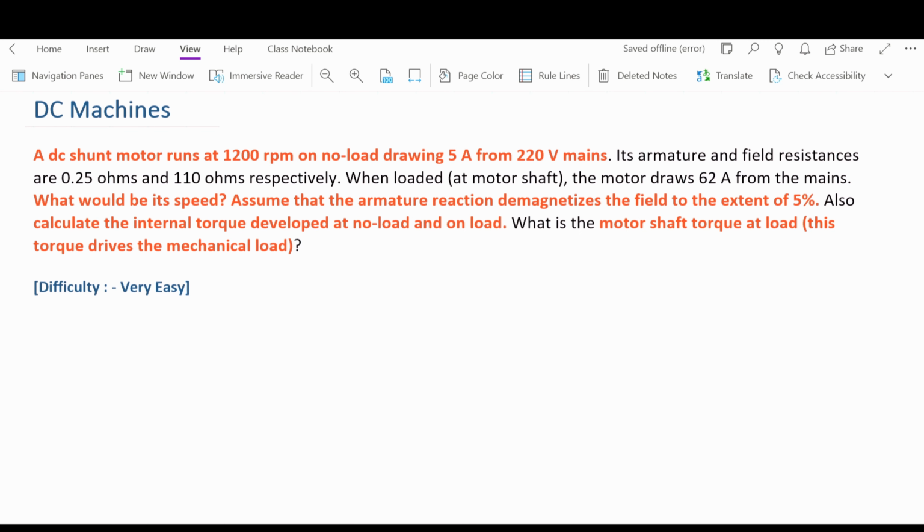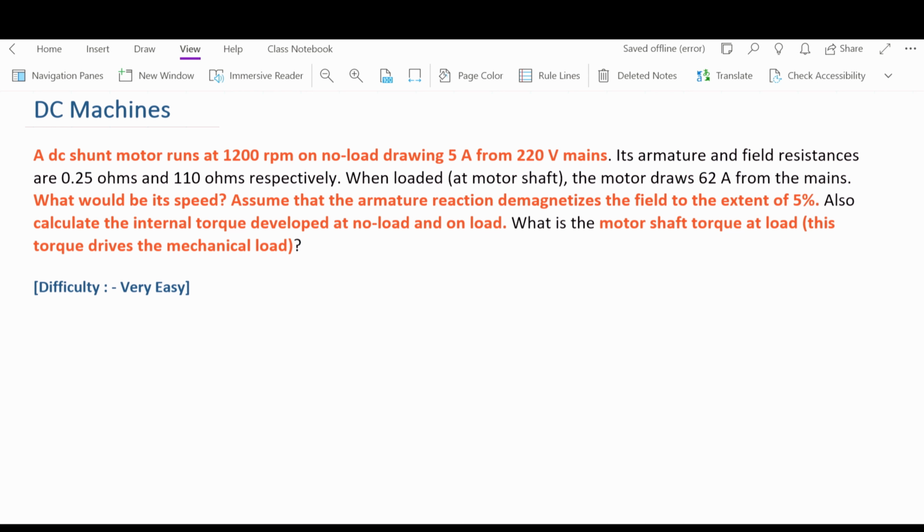We are presented with a DC machine question. I'll read the question for you. A DC shunt motor runs at 1200 rpm on no load, drawing 5 amperes from 220 volt mains. Its armature and field resistances are given. When loaded, the motor draws 62 ampere from the mains. What would be its speed? Assume that armature reaction demagnetizes the field to the extent of 5%.